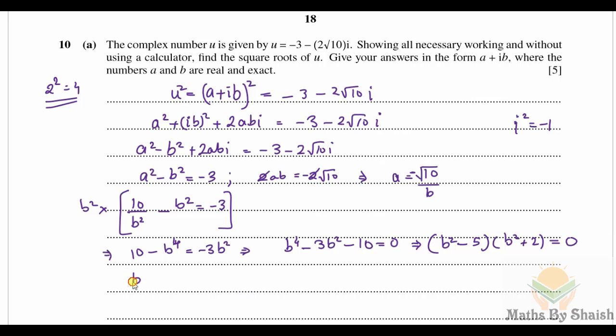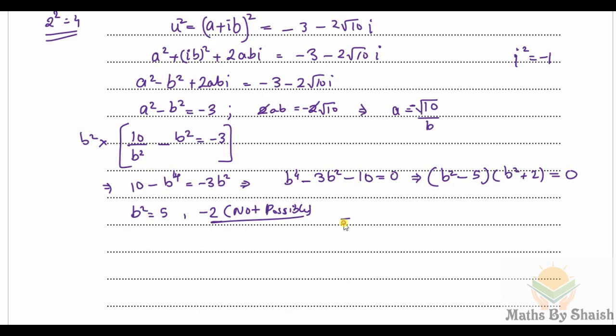So from here we will get b square as 5 or minus 2, and since b and a are exact real numbers, it is not possible that you will get the square of a real number as a negative value. So the only possible value is b square is equal to 5, so b is equal to plus minus root 5.